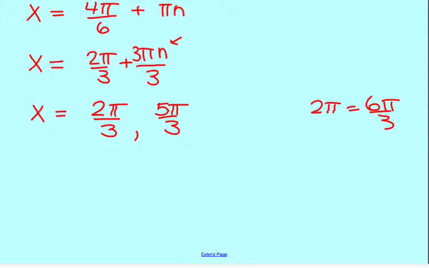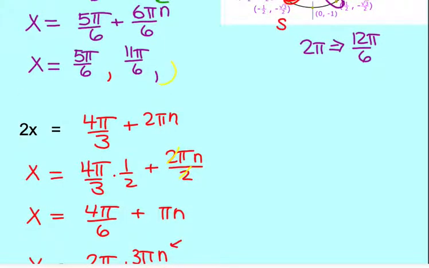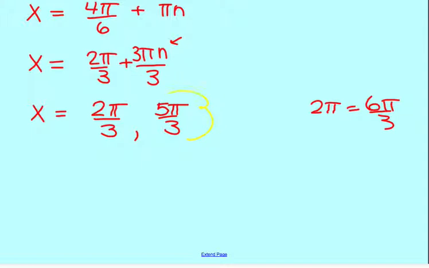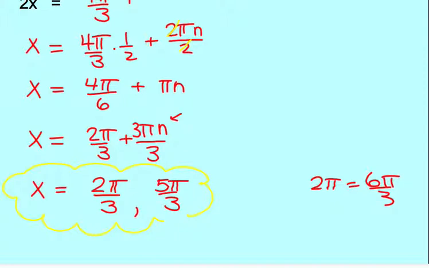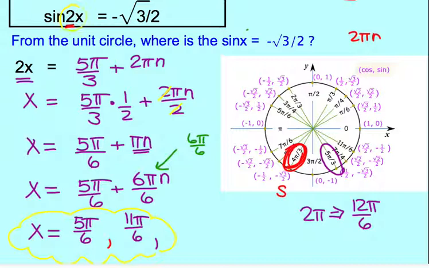So we have 4 solutions. We have these two up here, when we set it equal to our 5 pi over 3. And then we have these two here when we set it equal to our 4 pi over 3. So that's our final answer. Now sometimes this number might be a 3, sometimes it could be a 4. It doesn't change too much from the process that we're going through.